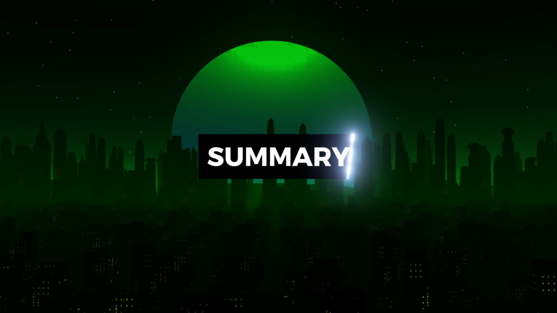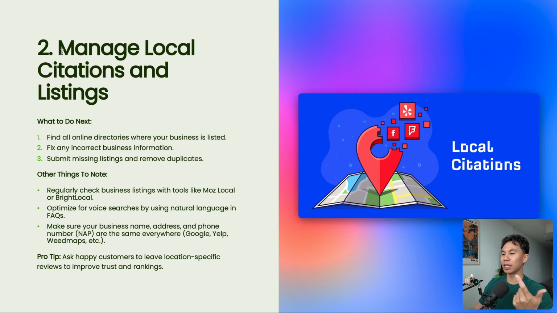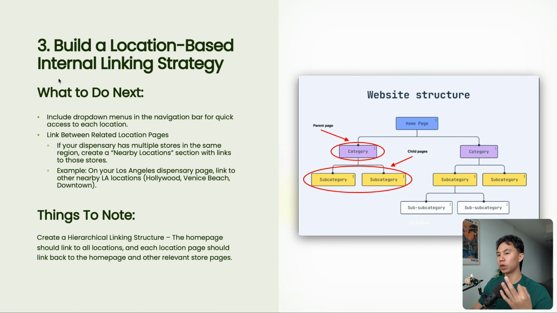So very quickly to summarize: one, you need to create your location specific pages. This is a massive one. If you don't have the pages on Google, then you're never going to rank because the pages aren't on Google in the first place. The second one is you want to manage your citations and listings. If you've grown to multiple stores, you're going to need to fix and or add listings online so that all of your different stores have different citations built out for each of the individual stores that you're trying to rank online. And the third one is building a location-based internal linking strategy so that all the different pages can link together.